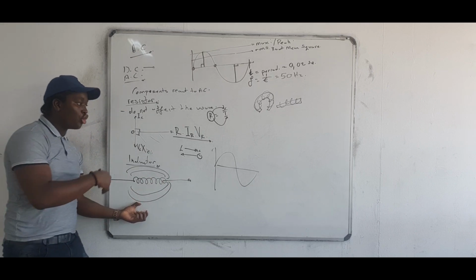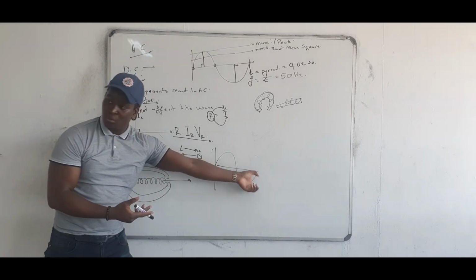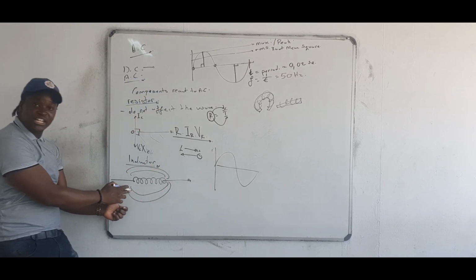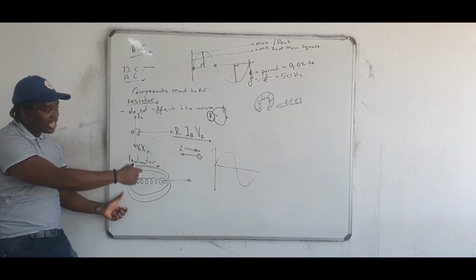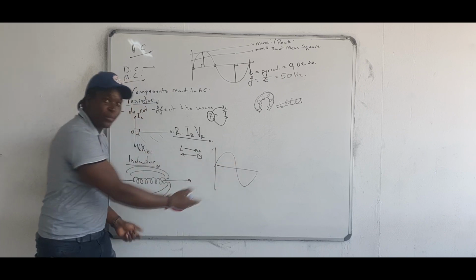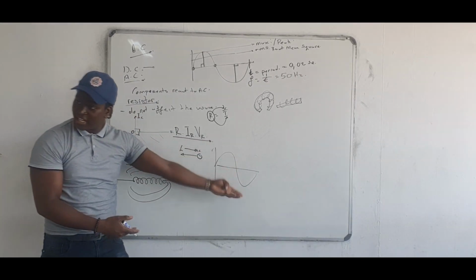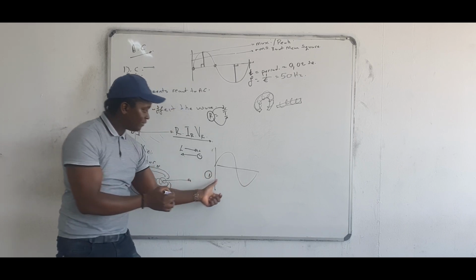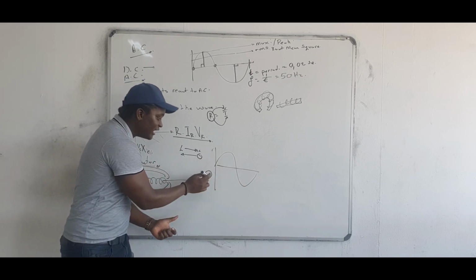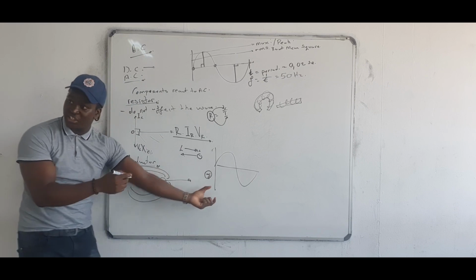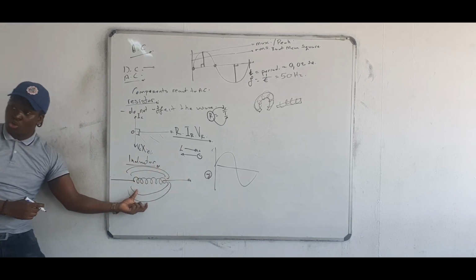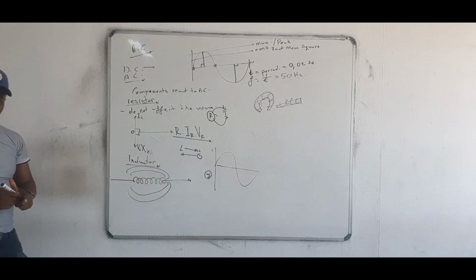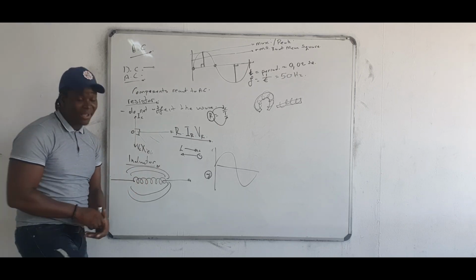So if your current increases, that means your magnetic flux increases. If your current reduces, that means your magnetic flux reduces. If your current then changes direction, then it's now flowing in the negative direction. That means your magnetic flux is also supposed to go in the negative direction. That is correct, right?